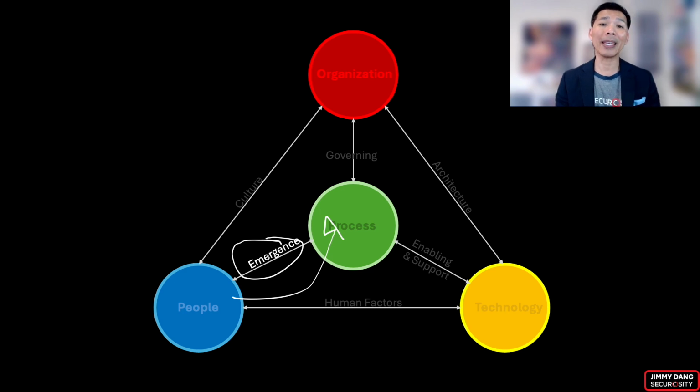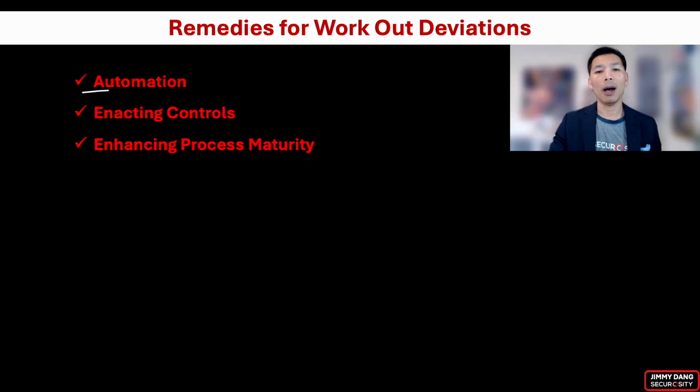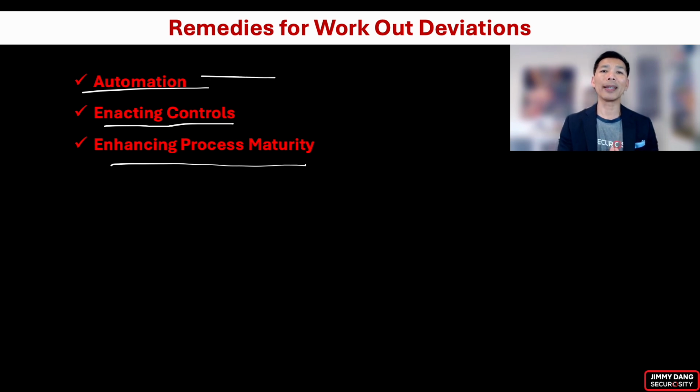While creativity and innovation can improve processes, they can also result in inconsistent outcomes, such as mistakes and lapses in product and service quality. To mitigate deviations in output caused by emergence, several potential remedies can include automation, enacting controls, and enhancing process maturity. Let's start with automation first. Implementing automation can reduce human influence in processes, leading to more consistent and efficient outcomes.